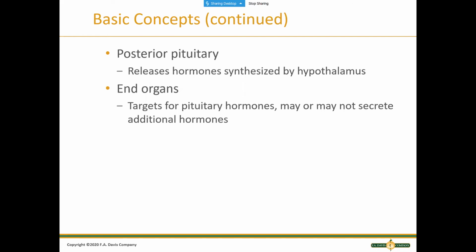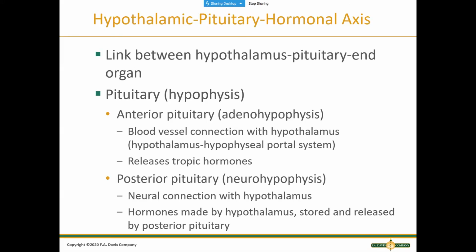After the pituitary secretes these hormones, those hormones go someplace, and the place they go are end organs. The end organs are the targets for the pituitary hormones, and those end organs might do something. They may or may not secrete additional hormones, but some of them do, like the adrenal glands. The adrenal glands then secrete more hormones. So we have the hypothalamus, pituitary, and the end organ, and we call that an axis. So we have the HPA axis, which is the hypothalamic, pituitary, adrenal axis.